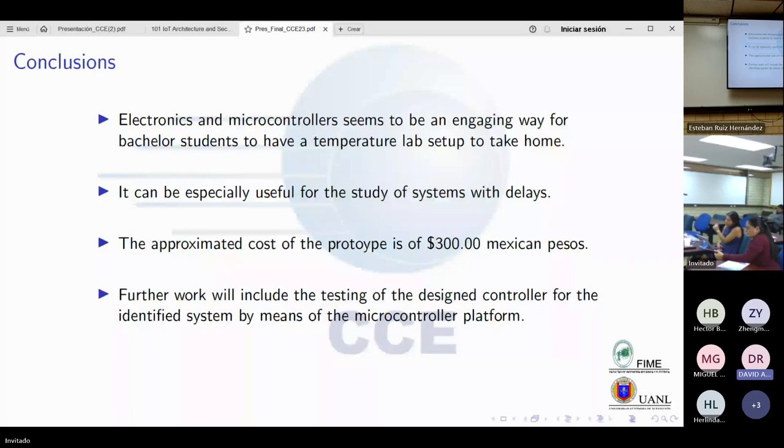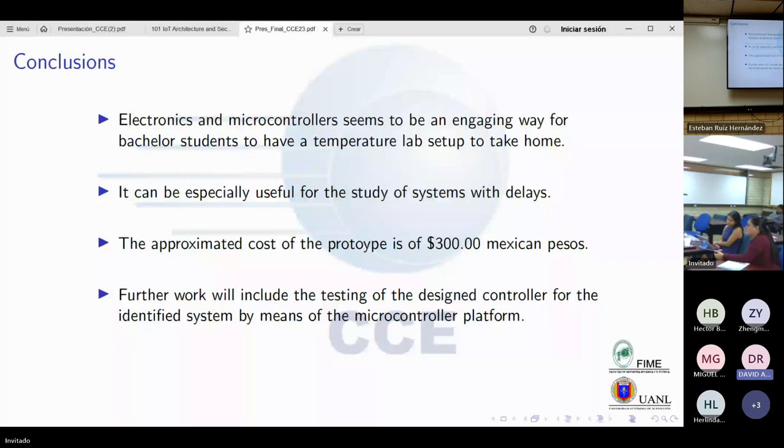So this system is useful for delay systems. It's a very cheap setup. It's 300 pesos, which is around $15 or even less. That is affordable for a student here in Mexico.